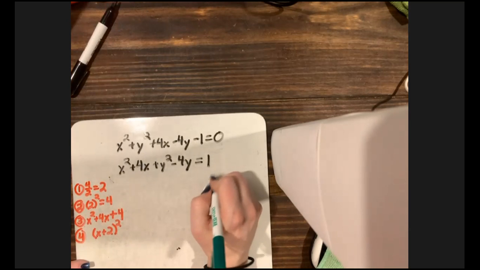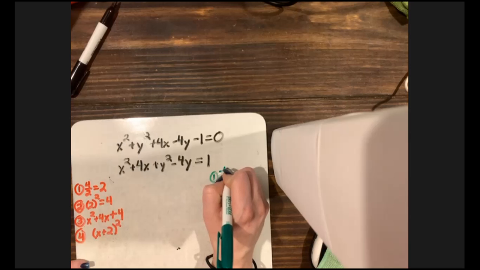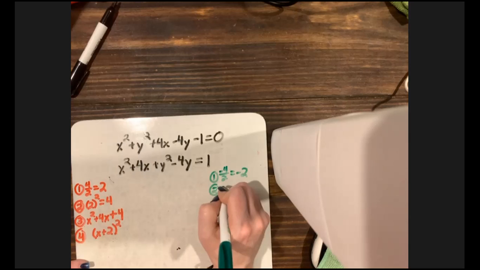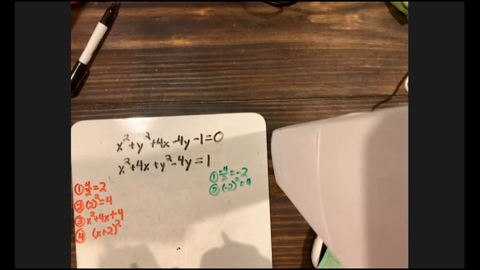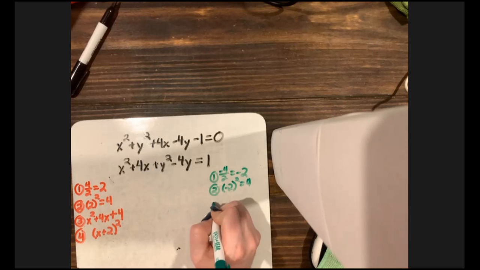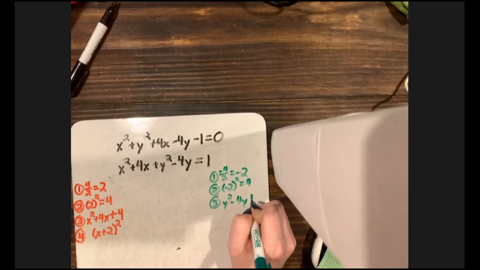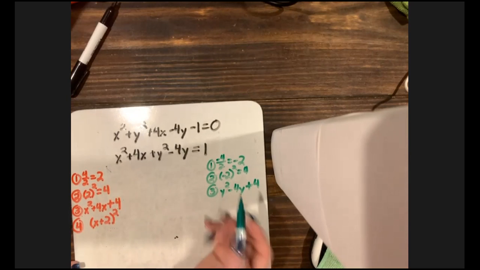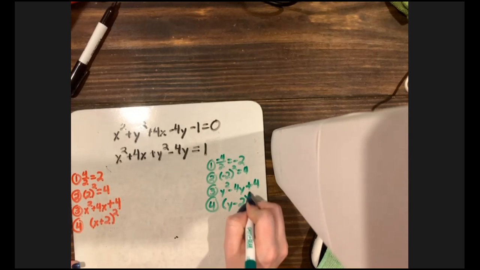Okay. Now I'm going to do the same 4 steps with the Y's. So I need the number in front of Y, so that's -4 over 2. That's going to give me a -2. I'm then going to square that. I'm going to take the Y squared and the -4Y, and add that value that I just got. And then this will factor nice and pretty.